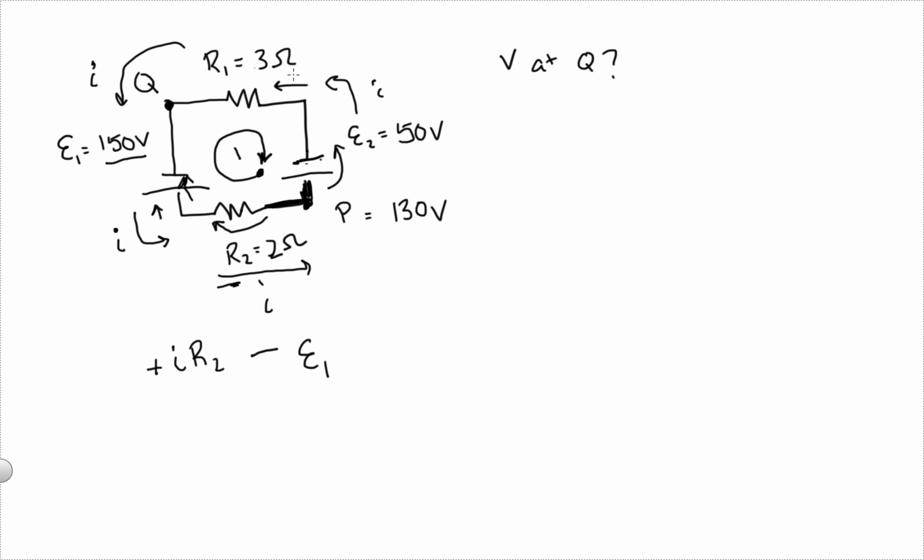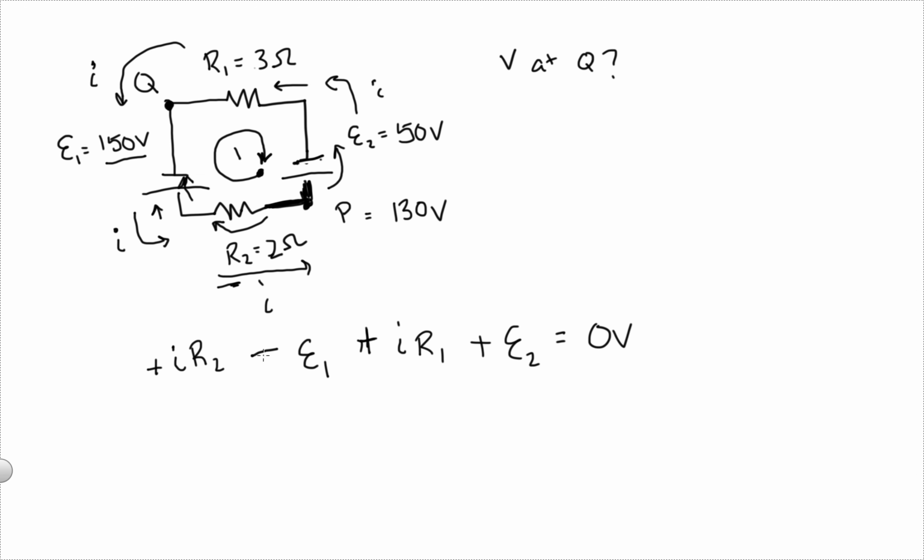Up top, the current is flowing from right to left, but we are passing through the loop from left to right, and so that's going to give me a plus I times R1. And then finally my loop passes the battery here from negative to positive, and so that's going to give me a plus E2 is equal to 0 volts.